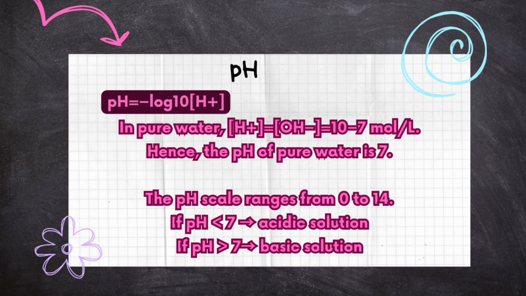The pH scale ranges from 0 to 14. If pH is less than 7, then it is an acidic solution. If pH is more than 7, then it is a basic solution.